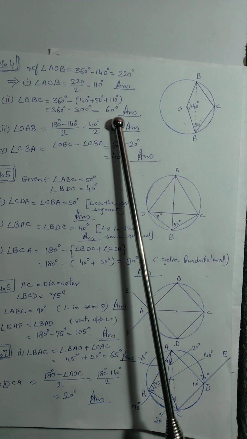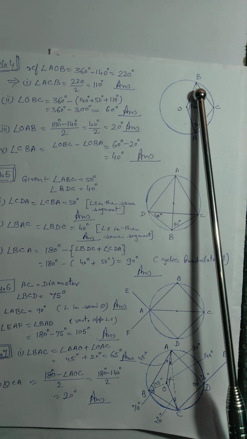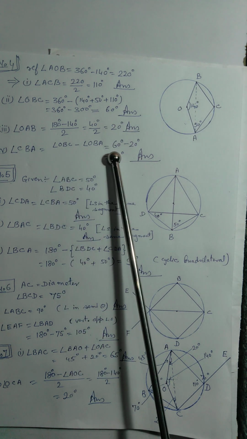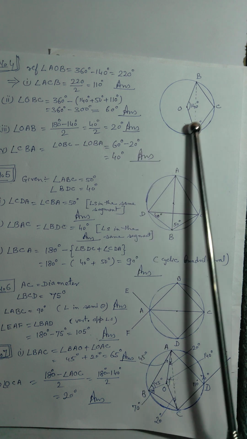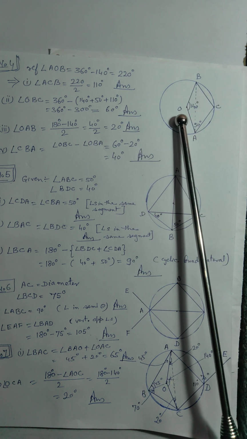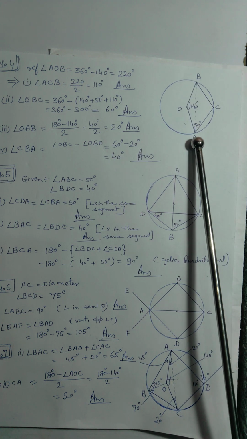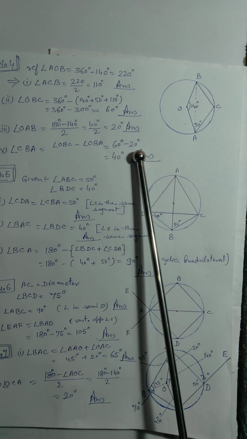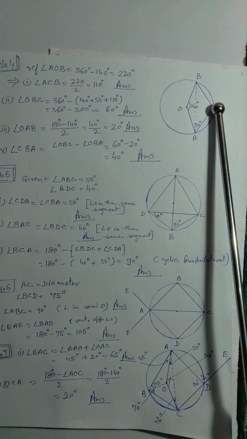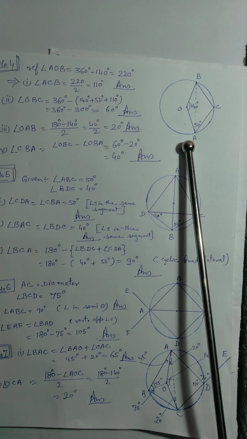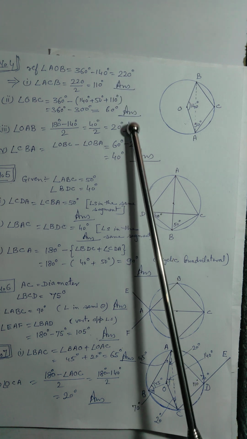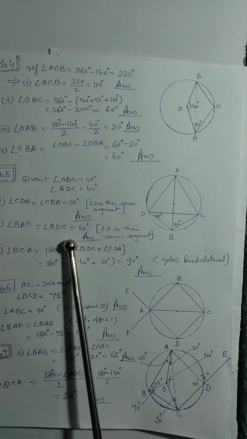Now CBA, we have already worked out 60 degree, OBC, that is 60 degree. So minus 20 degree from 60 degree, because OBA is 20 degree. So just to subtract 60 degree minus 20 degree, you will get CBA. So CBA will be equal to 40 degree. And these are the answer of the question number 4.